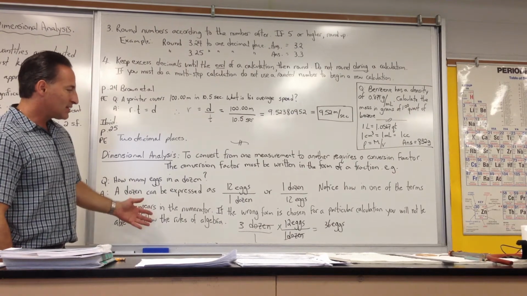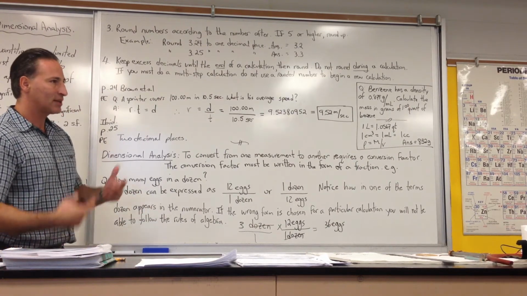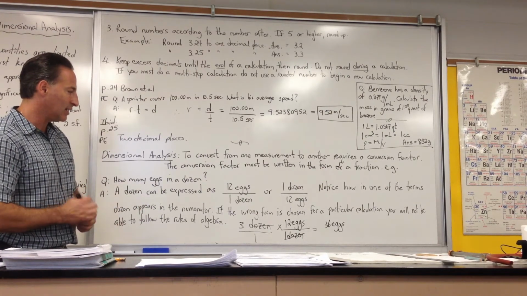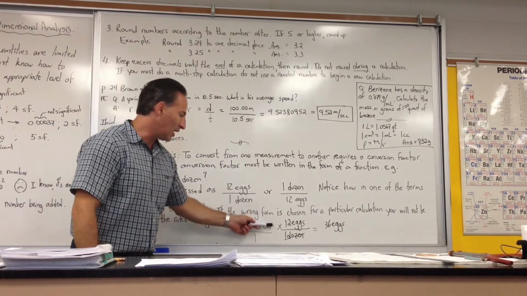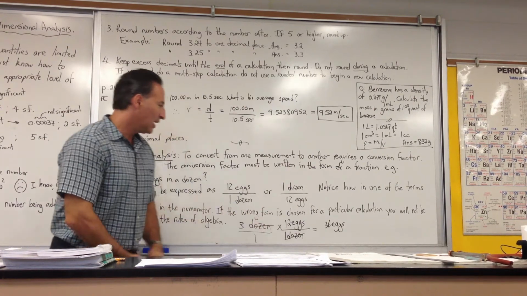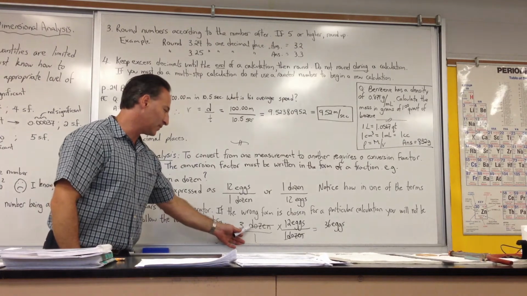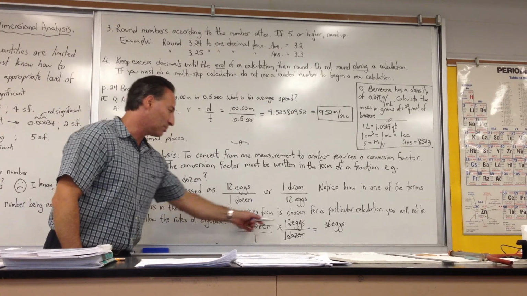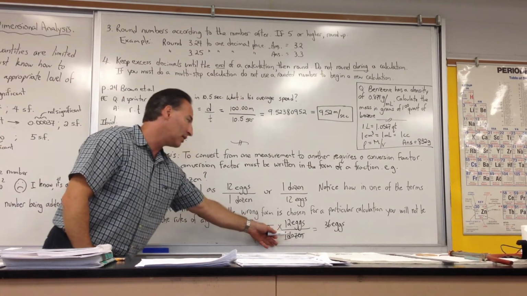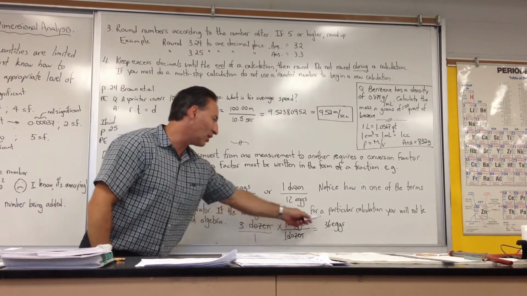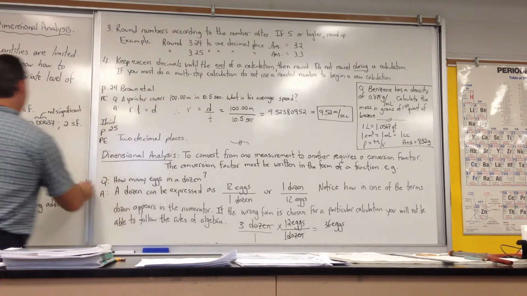So if you have 3 dozen eggs, how many eggs do you have? Now everybody can say 36, but if you want to show it with proper mathematical technique, you have to say 3 dozen times 12 eggs per dozen. How did I know to use this conversion factor? Because I wanted to cancel out dozen. So I put dozen in the denominator here, because it's in the numerator here. Dozens cancel. 3 times 12 gives you 36 eggs.